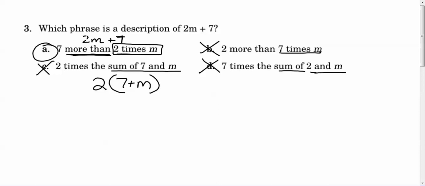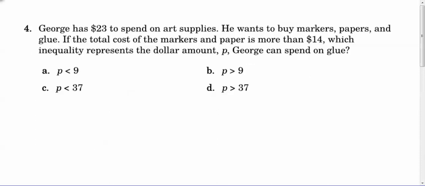A lot of kids get hung up on this when it says less than. They try to subtract. For example, if it said 7 less than 2 times m, they would write 7 minus 2m instead of 2m minus 7, which it should be. So anyway, 2m plus 7 is the correct answer. And when you see more than, less than, it indicates to flip the order of those two terms. All right, and the last one.